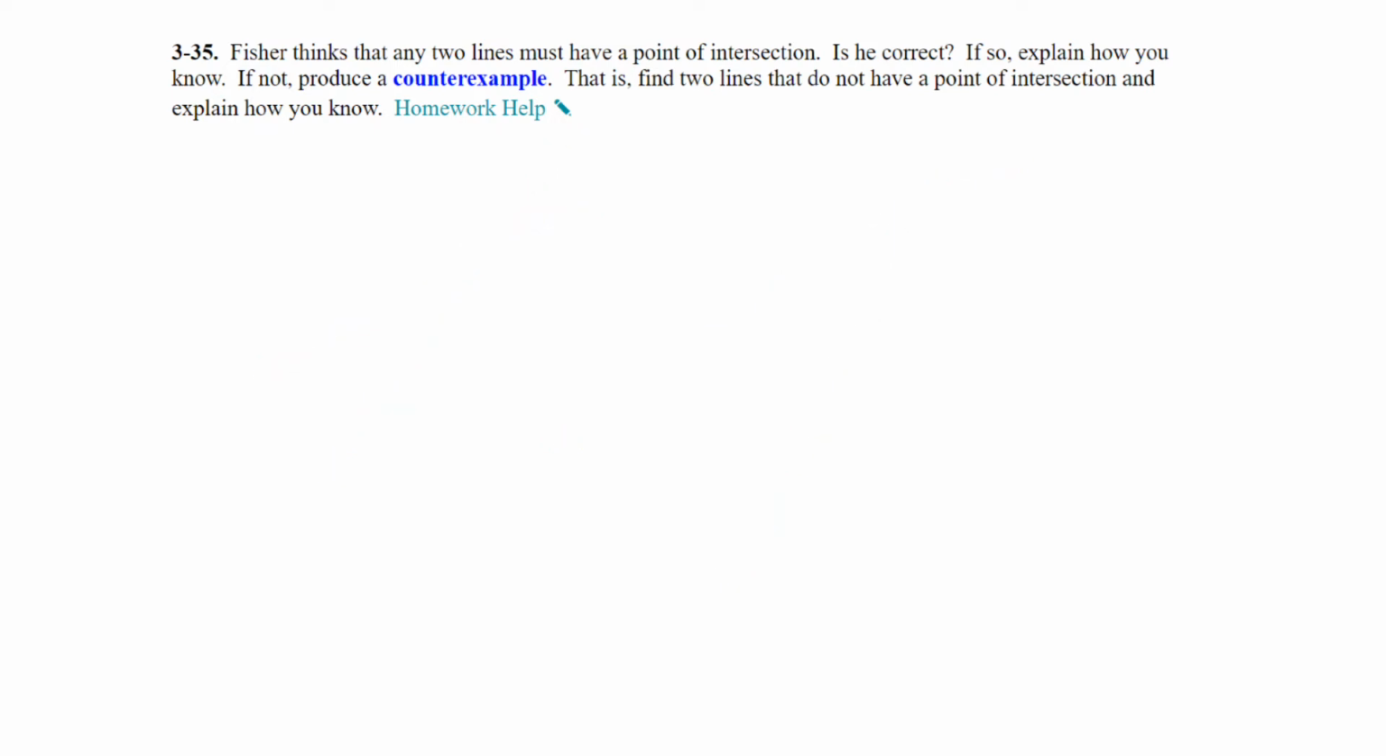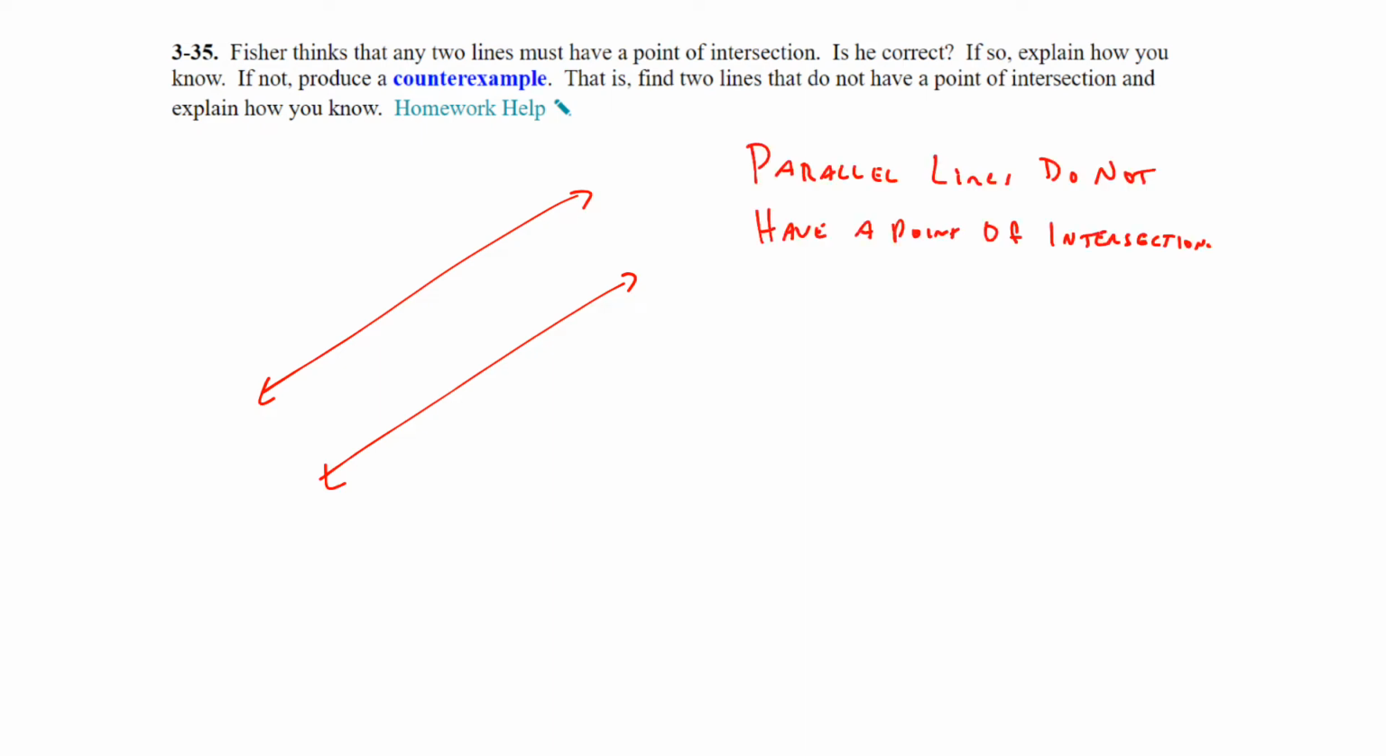All right, well, when you think about this, there are such two lines. These two lines are called parallel. They have the same slope, and even if you continue them on forever, they will never intersect. So as long as you have two parallel lines, which means they have the same slope, you have two lines that do not have a point of intersection.